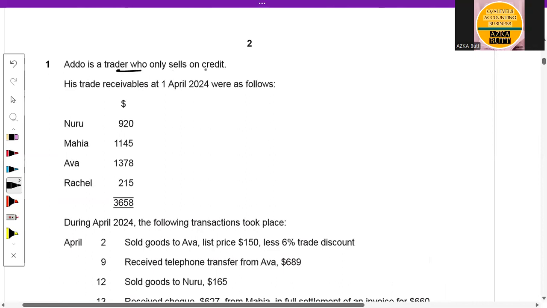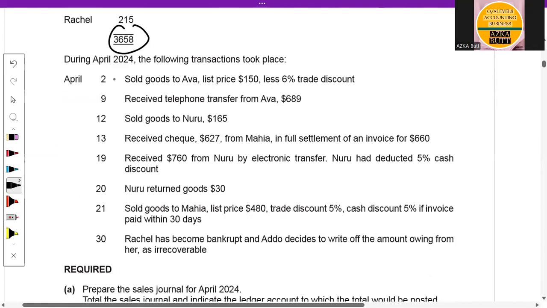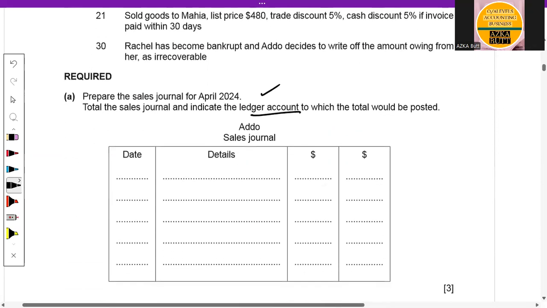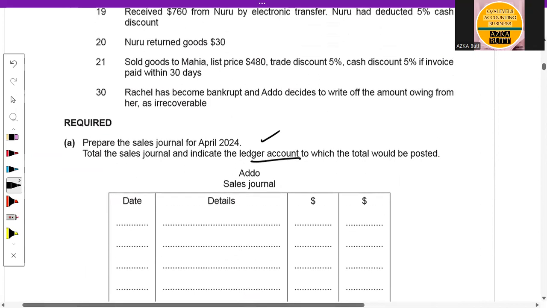Ado is a trader who only sells on credit. His trade receivables at first April 24 were as follows. So this is the total trade receivable, which is 3658. During April 24, the following transactions took place, and we have to prepare a sales journal, and after that I think we will be posting the sales journal amount in the sales ledger account. So first of all, we have to prepare the sales journal.